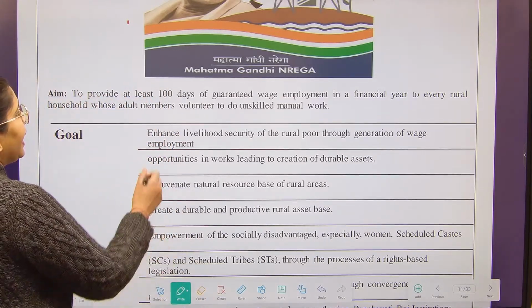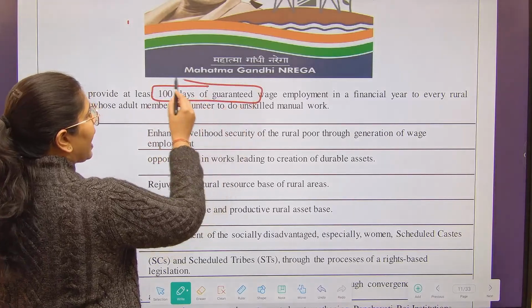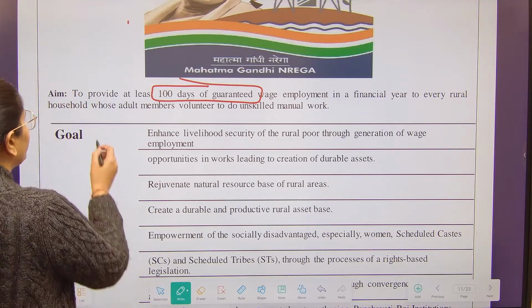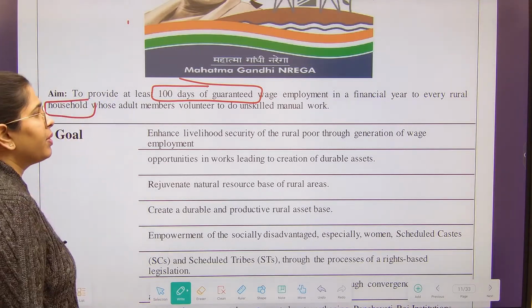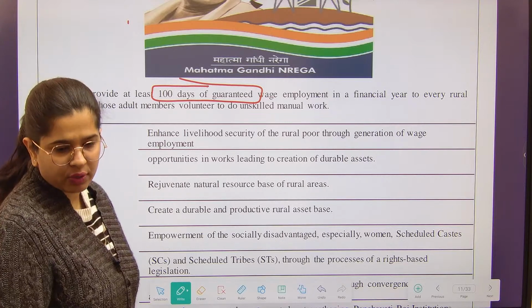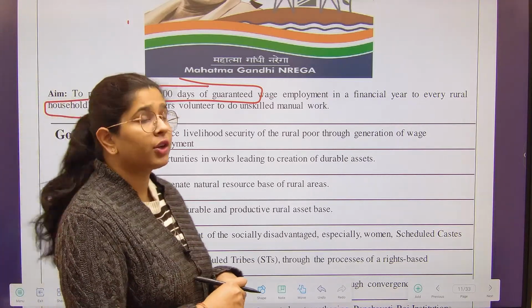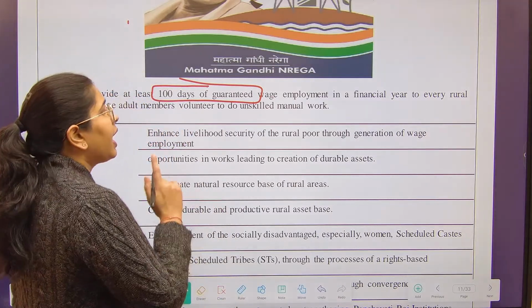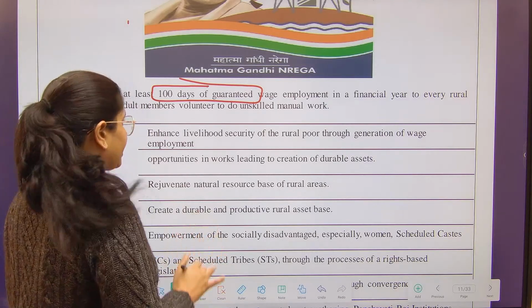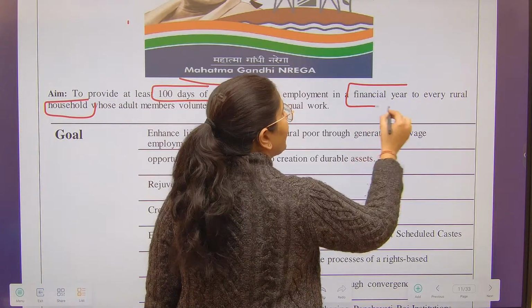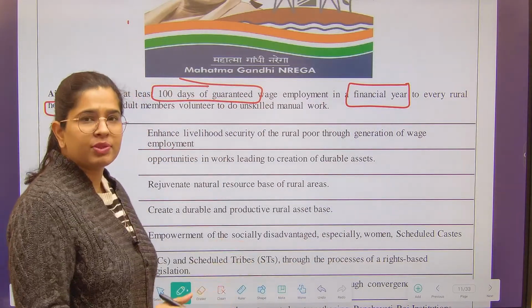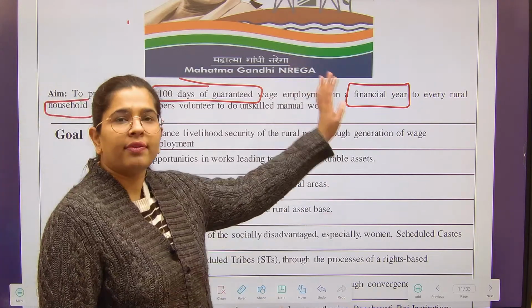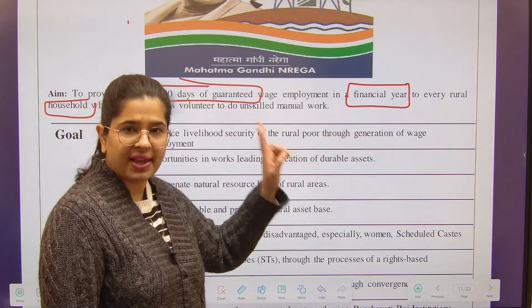Why? Because at least 100 days of guaranteed wage employment is provided in a financial year to every rural household whose adult member volunteers to do unskilled manual work. Now there are a few keywords which you have to take care of, like 100 days of guaranteed wage employment, that is fine. Next is in a financial year. There's a difference between calendar year and financial year. Please try to remember this particular thing. So here we are talking about April to March, that is a financial year.